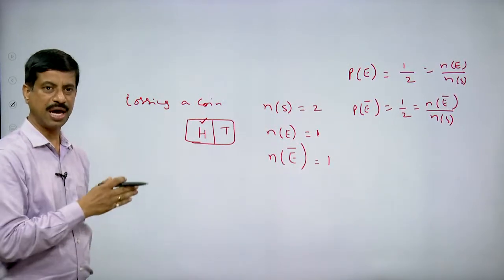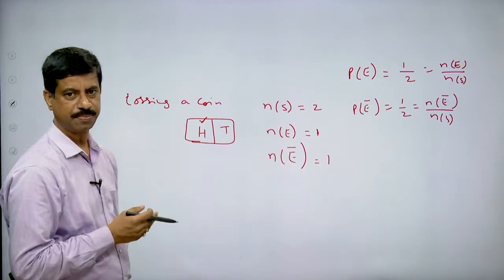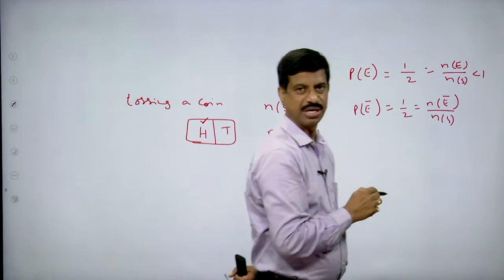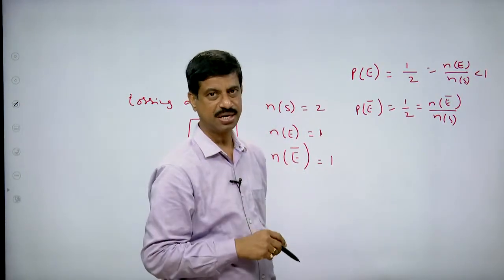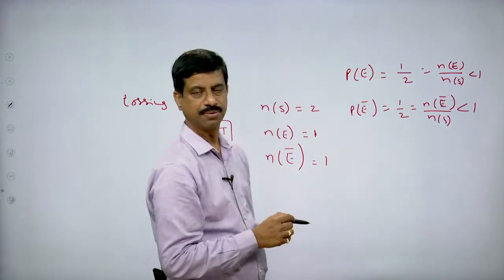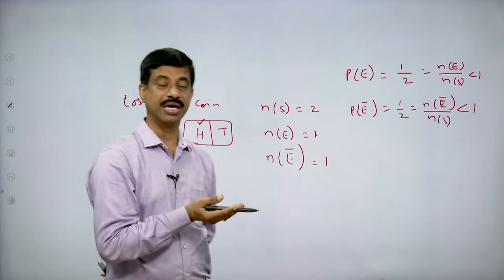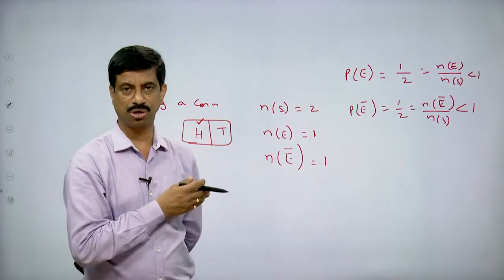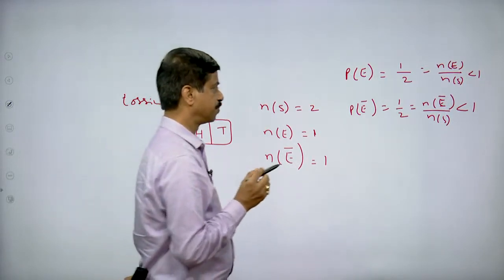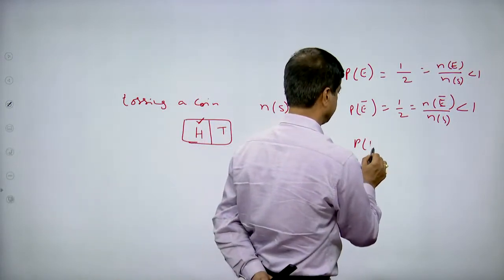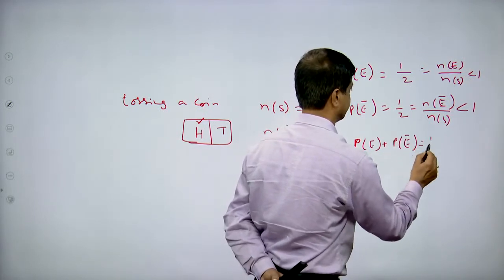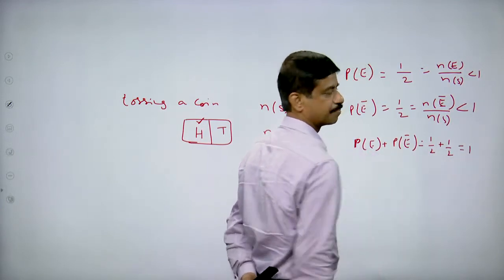In any experiment, the probability of an event is always less than or equal to 1. The probability of an event not happening is also at most 1. It can be greater than 0 or sometimes equal to 0 also. If there is no chance of that event happening, the probability is 0. Therefore, the probability of the favorable event plus the probability of the non-favorable event is equal to 1.